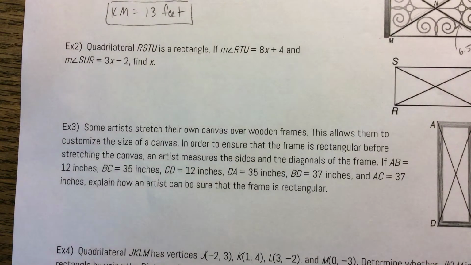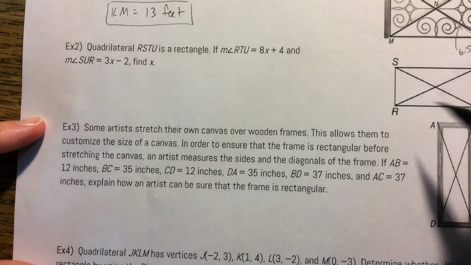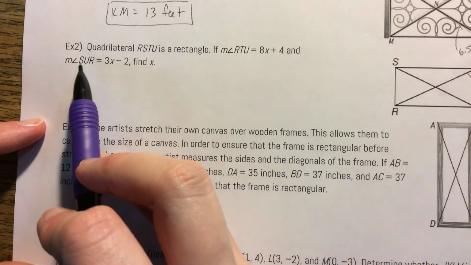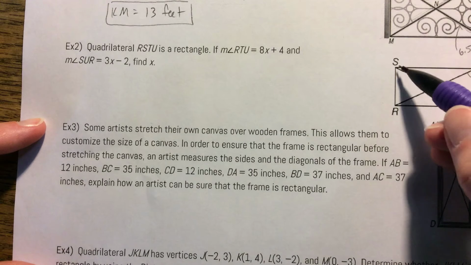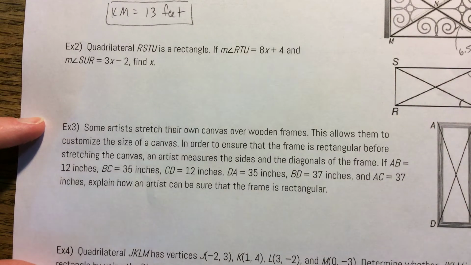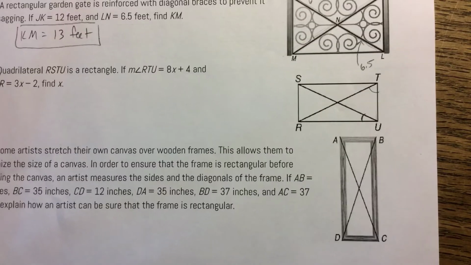Quadrilateral RSTU is a rectangle. If the measure of RTU, so RTU would be right here, and then SUR, so that would be right here. Find the value of X. So as you can see here, sorry I didn't have that in there.